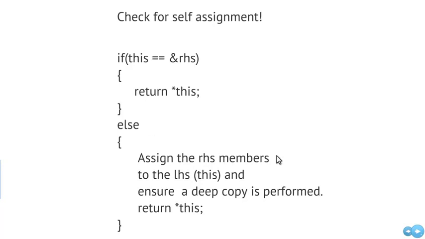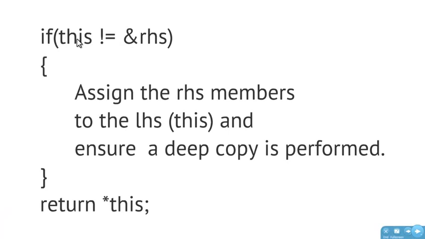Probably a little bit better way to do this, so that we're not doing the statement of return dereference this twice, is to check for this not equal to what we have on the right-hand side. So we're just checking to see if whatever we have on the left-hand side is not equal to what we have on the right-hand side, and then performing the correct assignment operations and doing the deep copying, and then finally returning the particular my class object by reference.